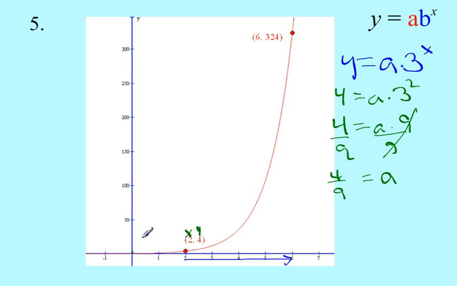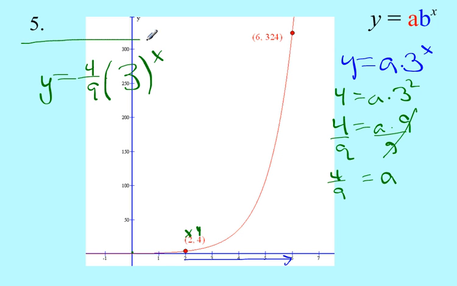Typically, our a is a normal number, like a 1 or a 2 or a 3 or something. We can have fractions, though. They can be intersections of fractions, or y-intercepts of fractions. So here we go. My y-intercept is 4/9. My multiplier was 3 to the power of x. Put parentheses around that. There's our answer. That's the fastest way you can do this as far as I know.